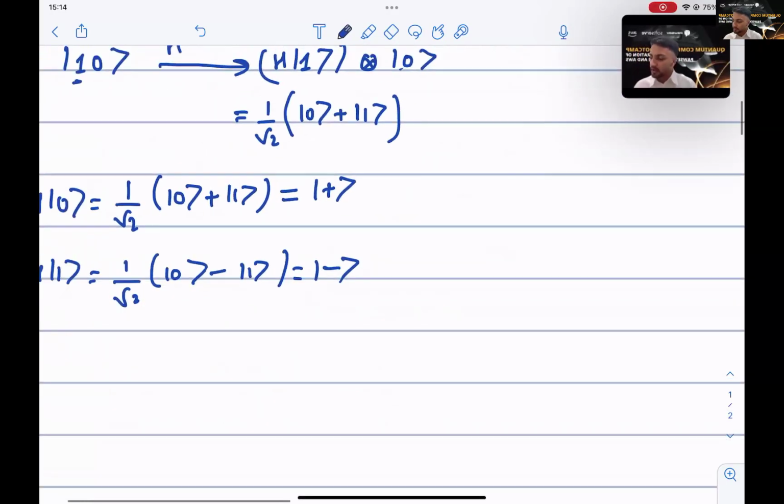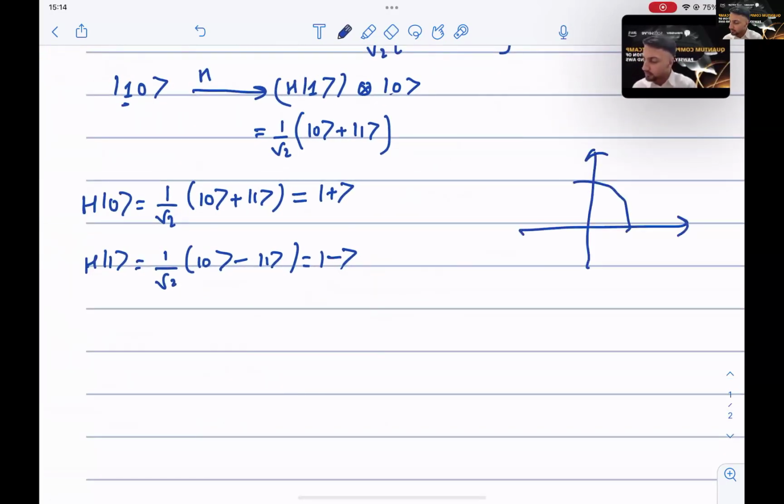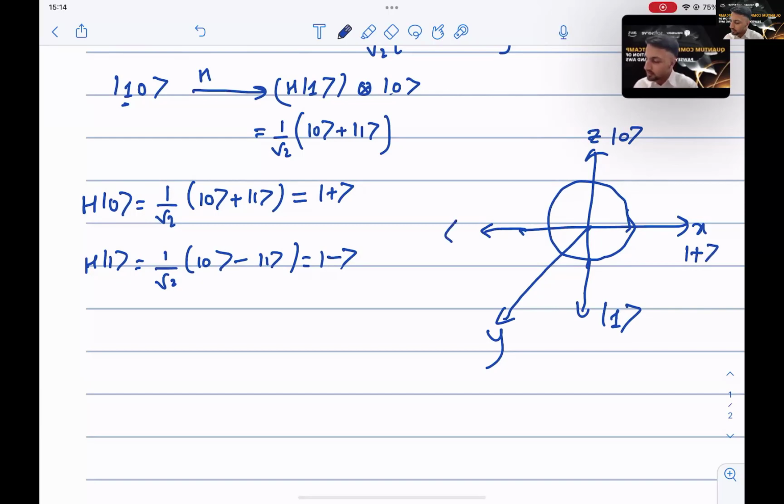Okay, so in the Bloch sphere representation, this is your z-axis, x-axis, and y-axis. Usually in the Bloch sphere, 0 is defined as the upward direction, 1 is defined as the downward direction, and your plus state lies along this x-axis, and the minus state lies on the opposite side. So if you apply the Hadamard gate, it takes you from the 0 state to this plus state, okay? And if you apply Hadamard on this 1 state, it takes you to this minus state.